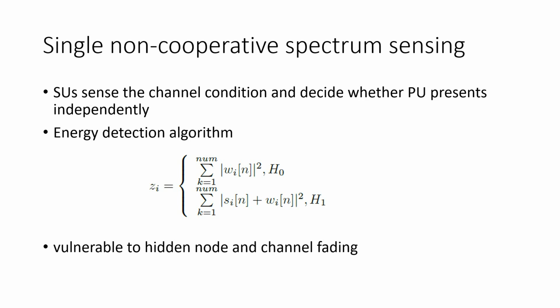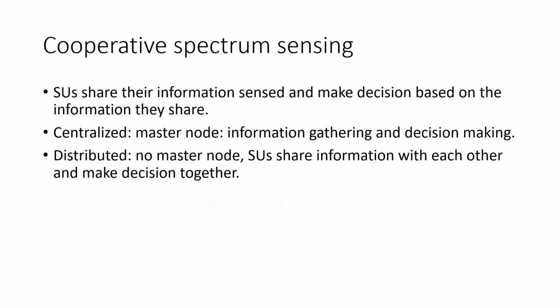However, single non-cooperative spectrum sensing is vulnerable to hidden node and channel fading, since the secondary users won't exchange information with each other. To solve this problem, cooperative spectrum sensing is proposed. In cooperative spectrum sensing, secondary users will share their sensed information and make decisions based on the information they share.